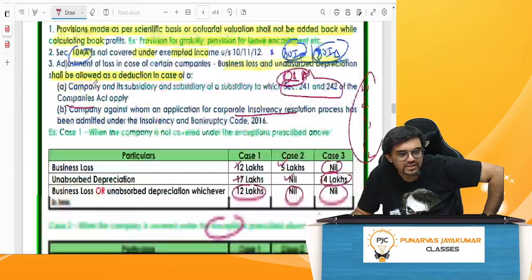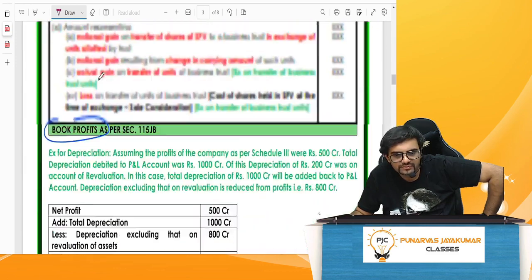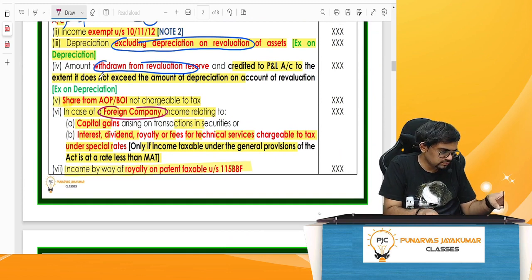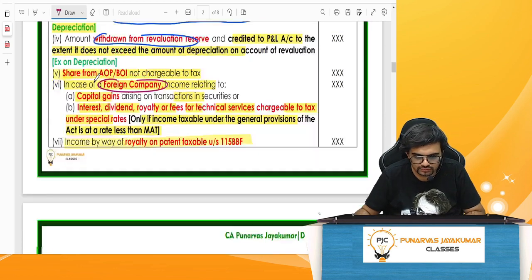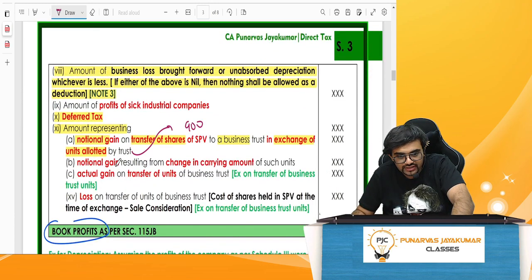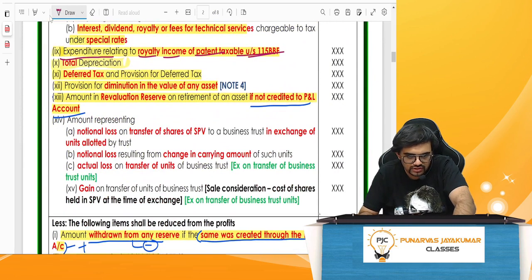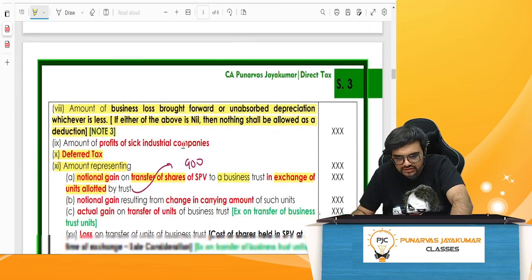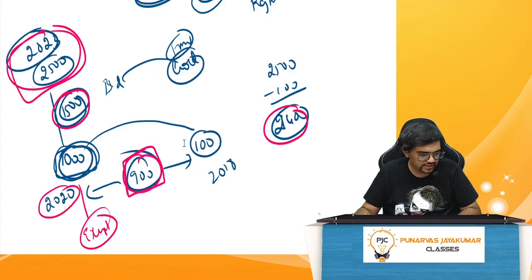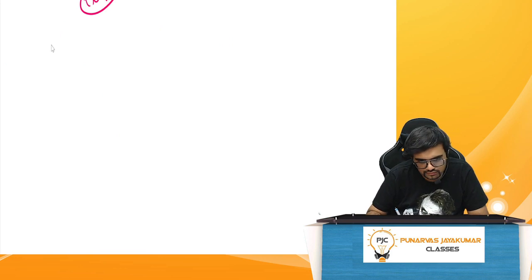There is an example here, but we'll do a more in-depth example, no problem. Whatever I do, the reverse, this is notional gain. Notional loss is here, obviously reverse. That is also covered. Once we understand this, the reverse will be that. Nothing to understand in that. Let's see, guys. So let us create an example.